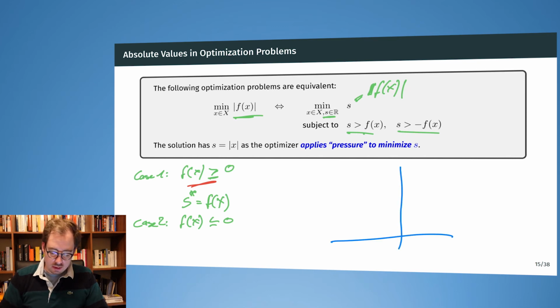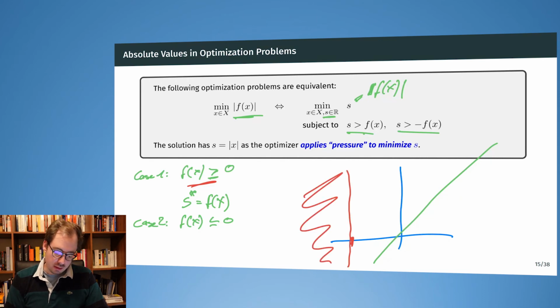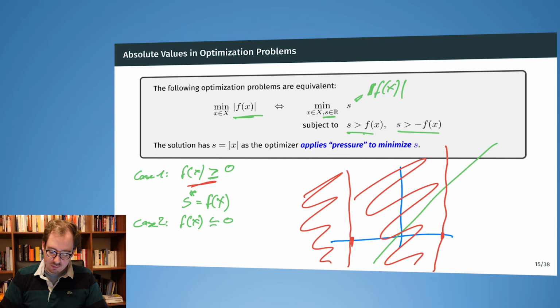Now again we have the coordinate system, we have our function that is just s that we are minimizing, and now we have the first constraint that says s has to be larger than f of x. F of x is something negative, so again we are excluding all of this area, and also s has to be larger than minus f of x, and minus f of x would now end up on this side, and we are excluding this area. And again, s ends up here because we are exerting pressure.